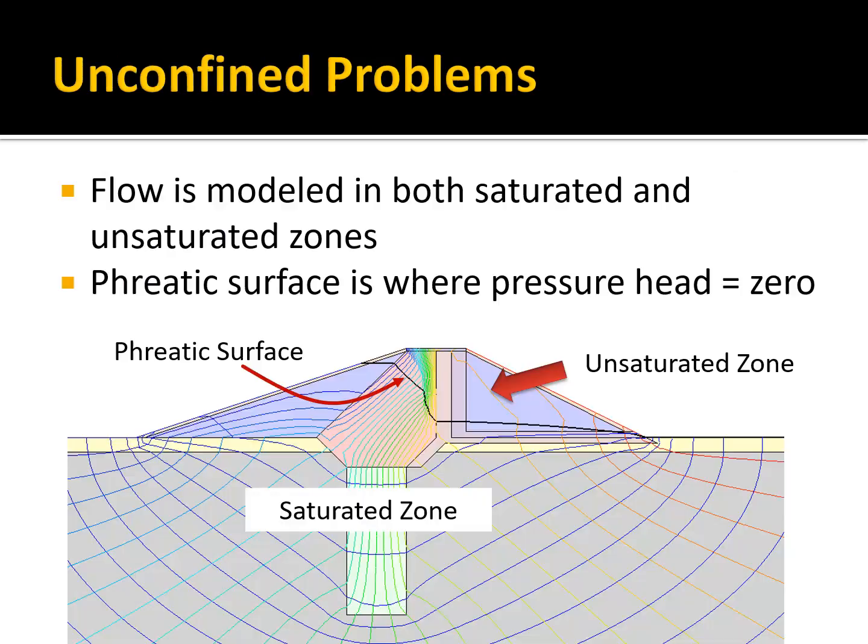which we can use to visualize the solution, which is really nice. All right, now for unconfined problems, things are a little bit trickier. Flow is modeled in both the saturated and unsaturated zone. SEEP2D will compute the location of the phreatic surface, which of course is the water table surface, or where the pressure head is equal to 0. Above the phreatic surface, the pore pressure becomes negative, and below the phreatic surface, the pore pressure is positive.